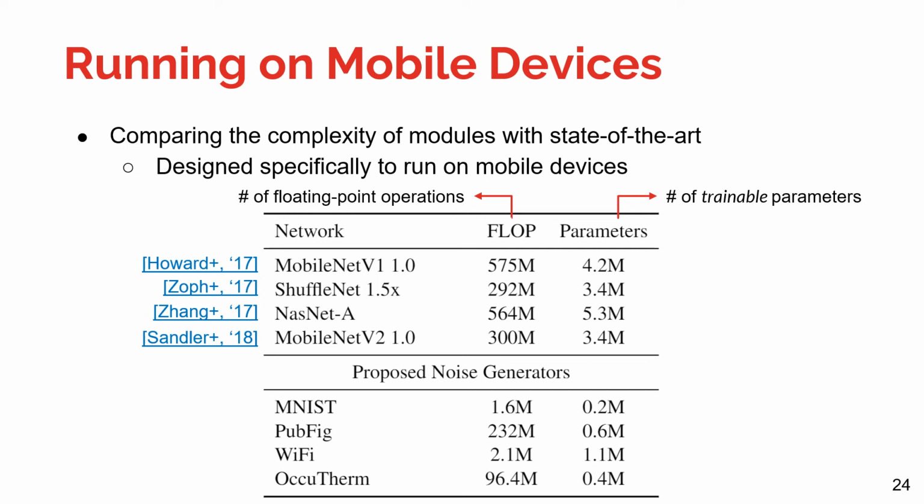In the table below, the top 4 rows are state-of-the-art mobile networks designed specifically to run on mobile devices. The bottom 4 rows are the models that we have used to generate perturbed data. And as you can see, all of them are less complex than the state-of-the-art mobile networks, which means that it is possible to run them on mobile devices efficiently.